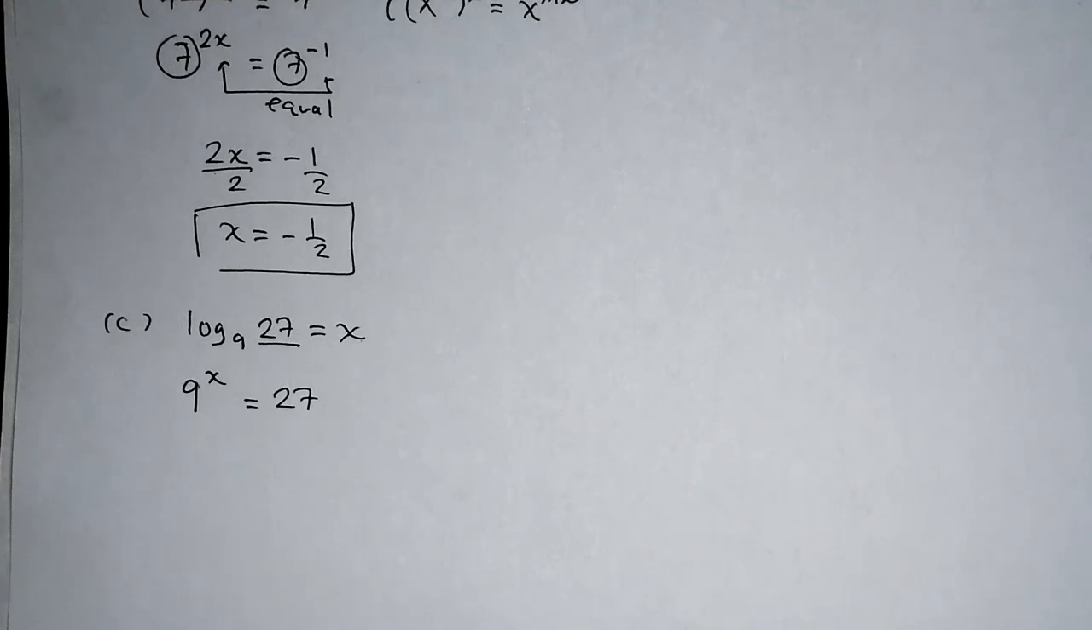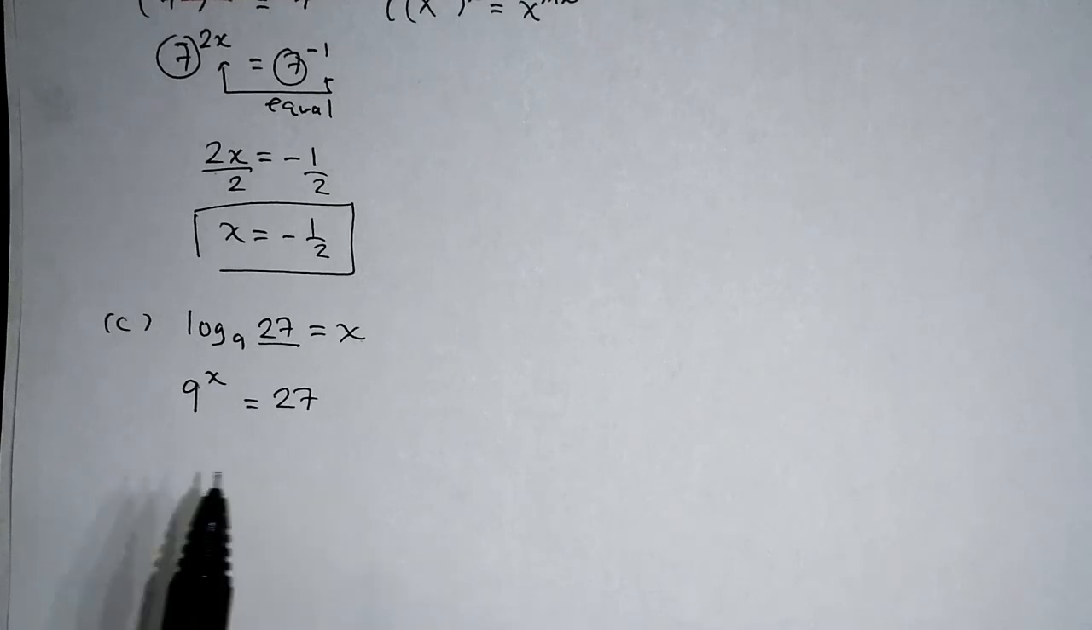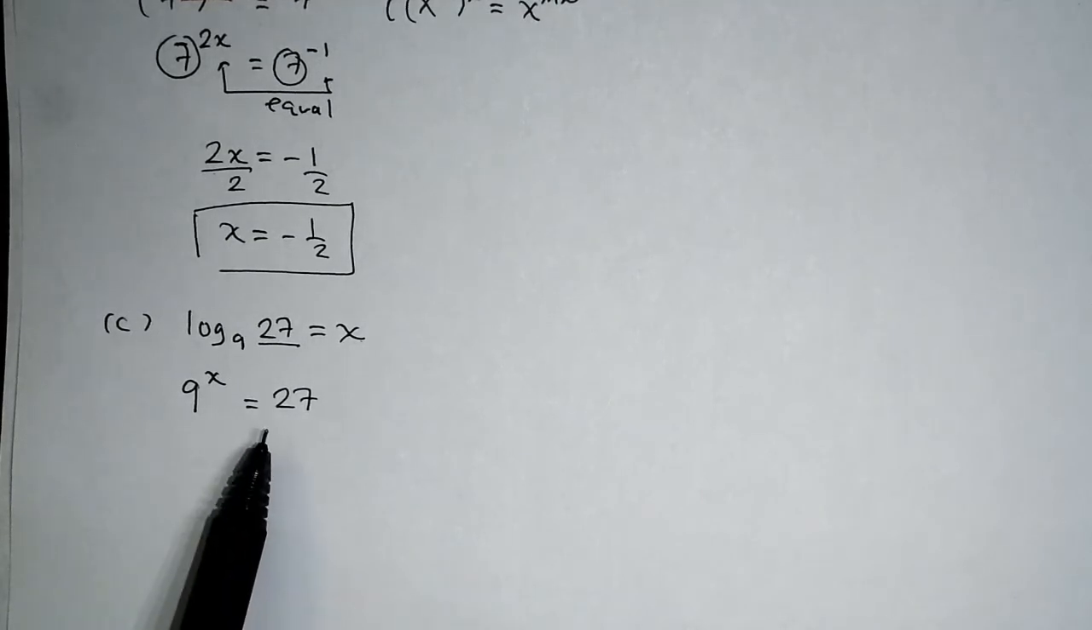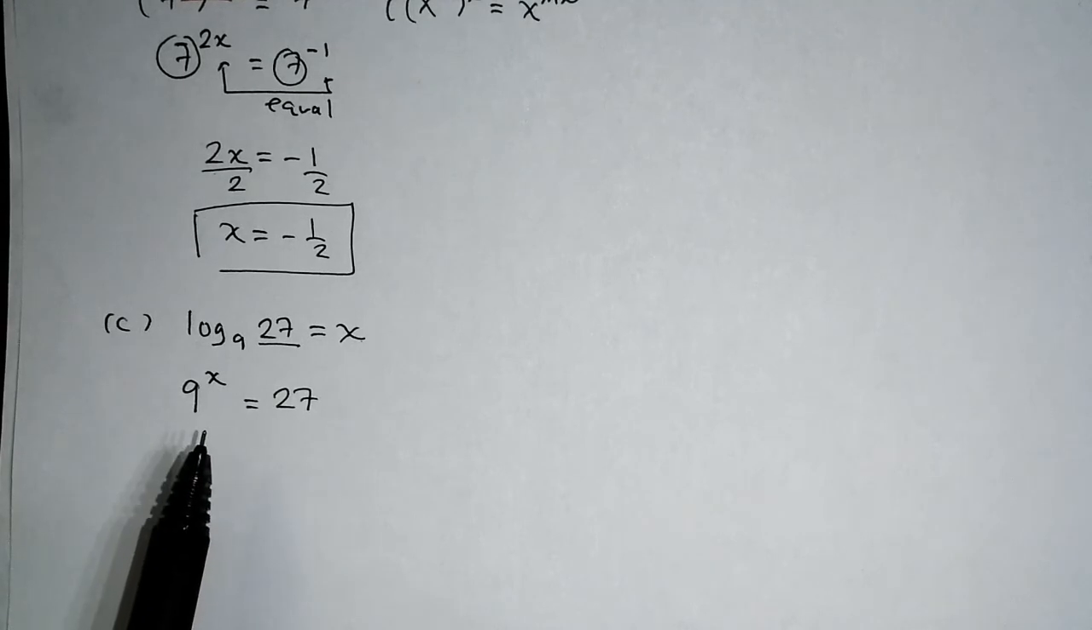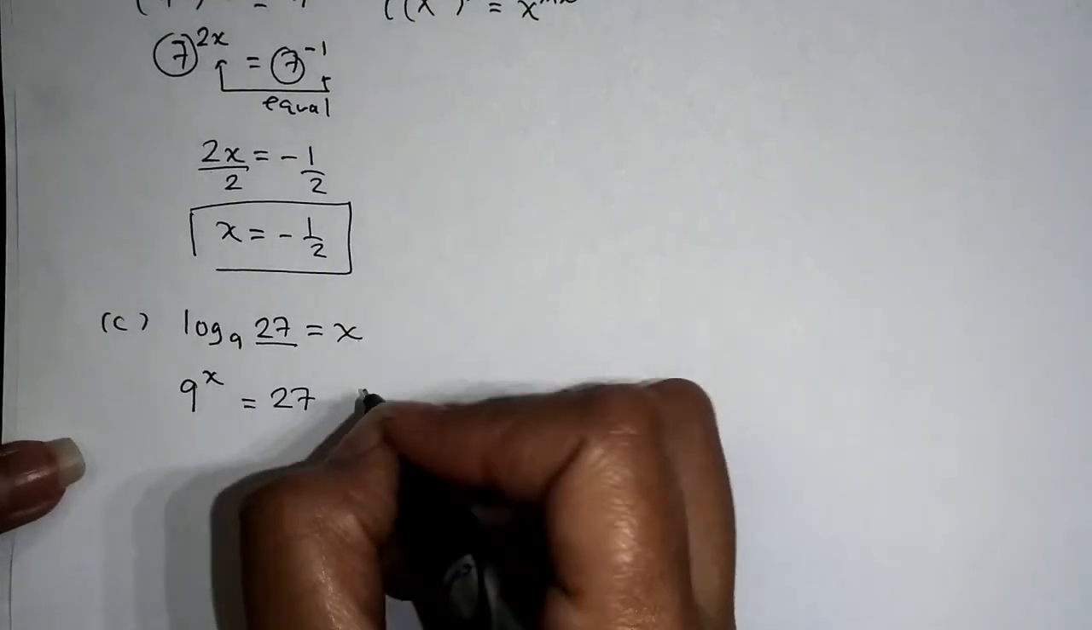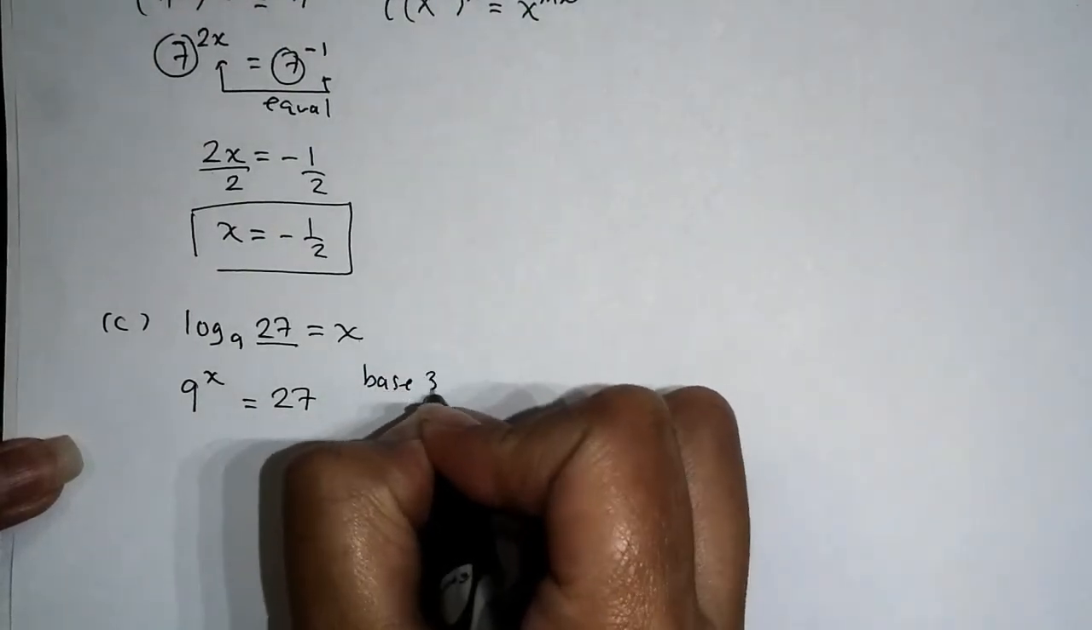In a later unit, we will see how we are going to handle it where we can't easily fix it, so the bases are the same. So in this case, I was thinking base 9, but 27 is not a power of 9. But if I keep my cool, 9 comes from a bunch of 3s. 27 also comes from a bunch of 3s. So why don't we go ahead and aim for base 3?